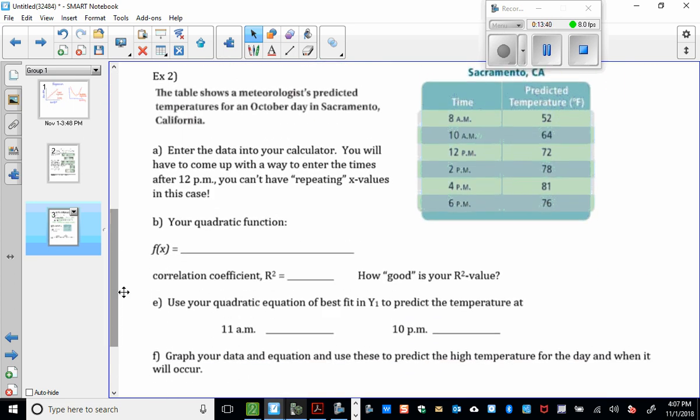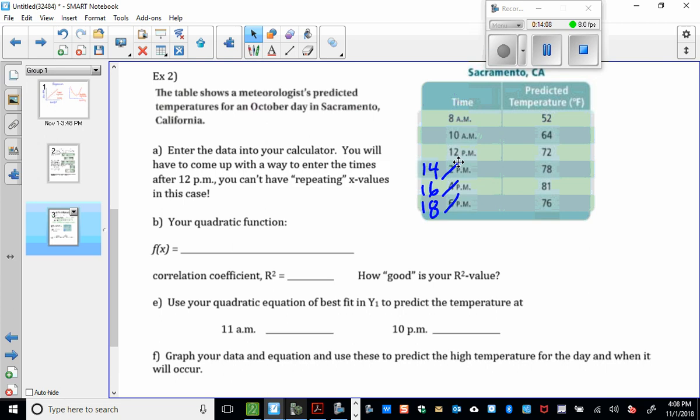The table shows a meteorologist's predicted temperatures for an October day in Sacramento, California. First, we're going to enter the data into the calculator. Now, here we've got 8 o'clock, 10 o'clock, 12 o'clock. Now, 2 o'clock in the afternoon, I don't want to put 2. I want to put 14, because if this is 12, I have to keep counting up. 4 o'clock is really 16. This is really 18 when I put these numbers into the calculator.